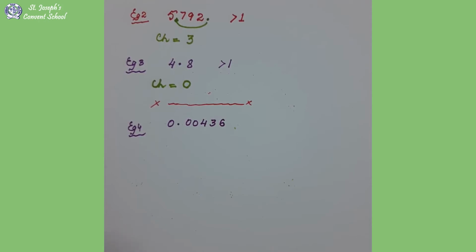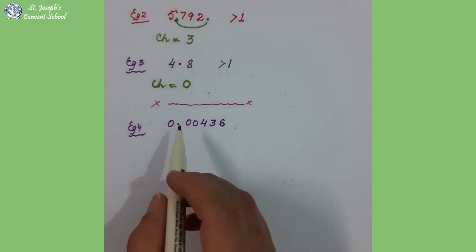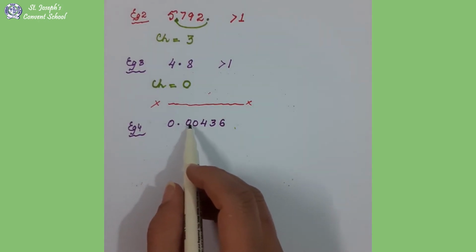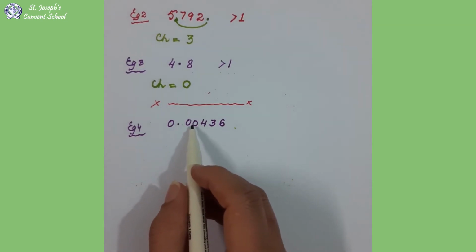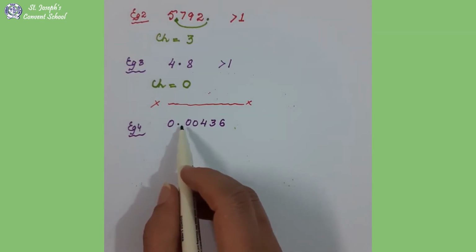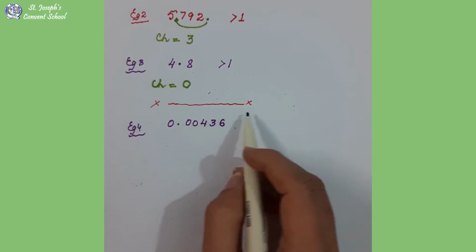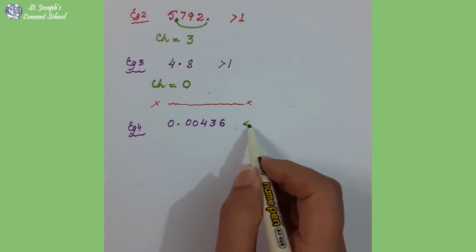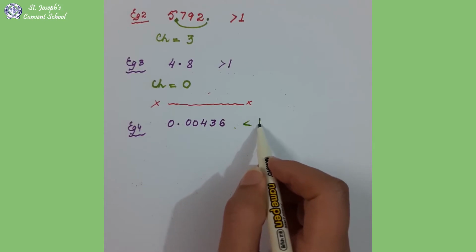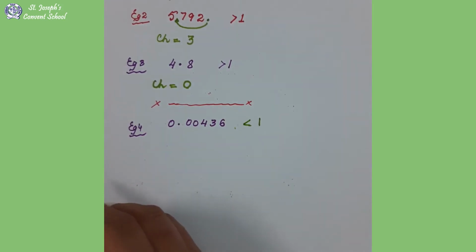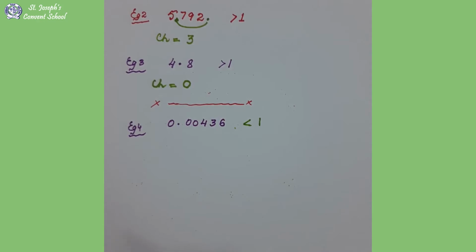So again, the rule is same. Now this number, you can see it is 0.004. So this number is smaller than 1. 0.004 is less than 1. Okay, this number is less than 1, smaller than 1. It means that you will get a negative characteristic.